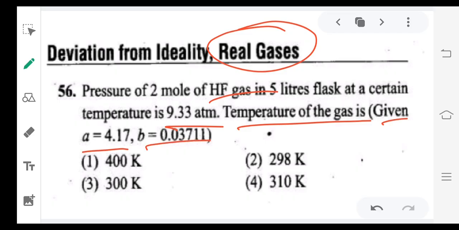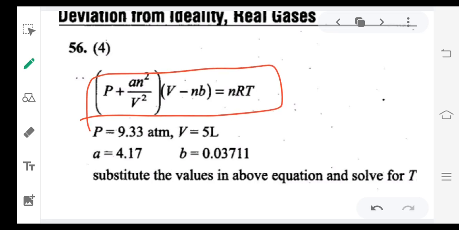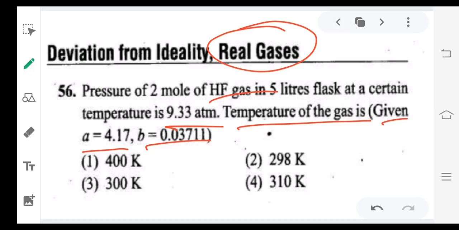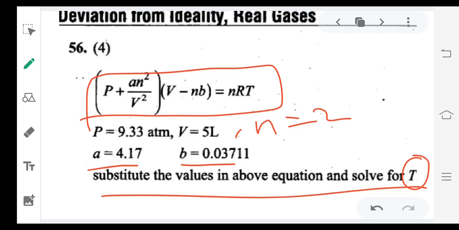Remember, when they give A and B constant values, the question is related to a real gas, and we can use the van der Waals equation. You know the van der Waals equation: (P + an²/V²)(V − nb) = nRT. The n value is 2 moles, and P, V, a and b are given. If you substitute all these values in this formula, you will get the temperature value.